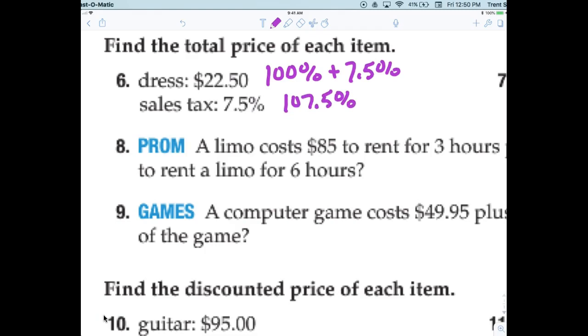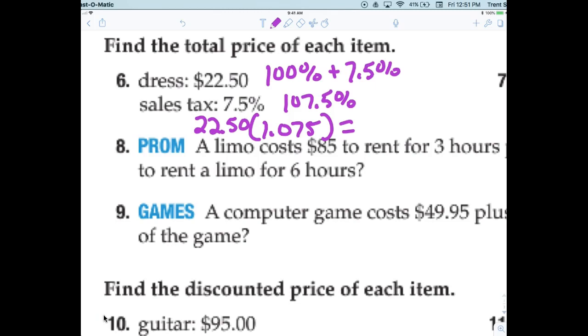So now what do I do? Come on, guys. Do you find 107.5%? That's right. And of means to multiply. Exactly. So everybody should be able to tell me you're doing 22.50 times 1.075, which is? I got 2,400. What? You're going to buy a dress for $22.50 and walk out paying 2,000 something?